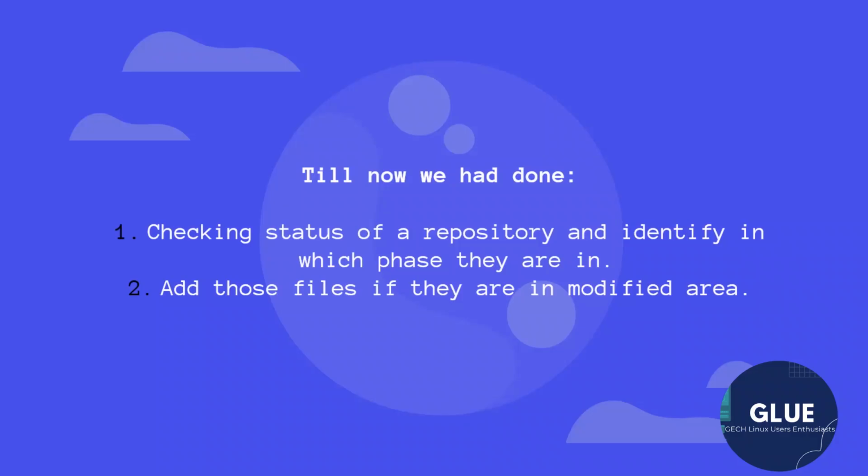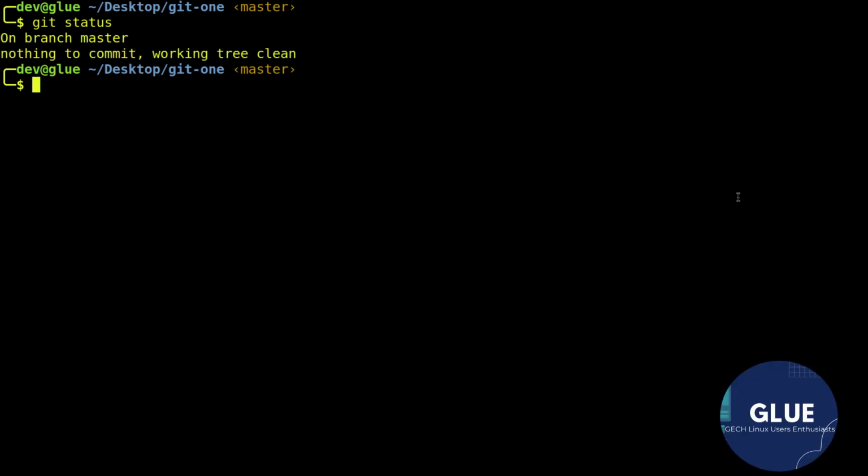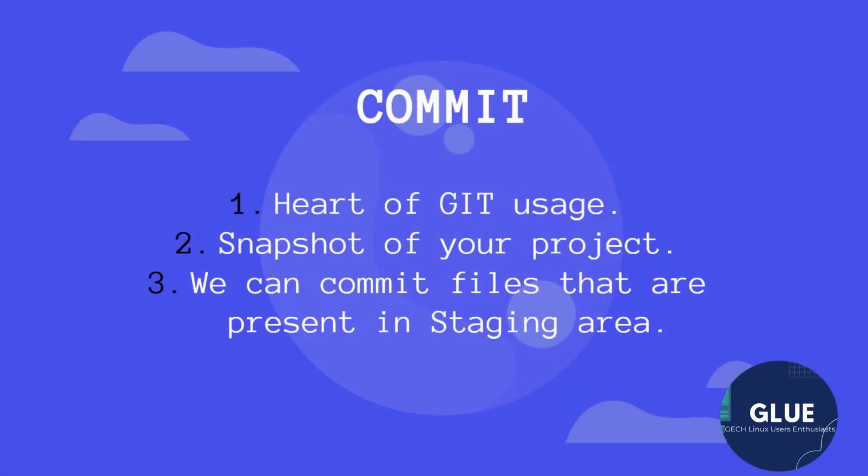As in the previous video, we have added the files from the modified area to the staged area. Let's check its status in Git by using the command git status. Now, as you can see, the files are depicted in green color. That means the files are in the staging area. Let's add these files to the committing area to save the changes to Git.